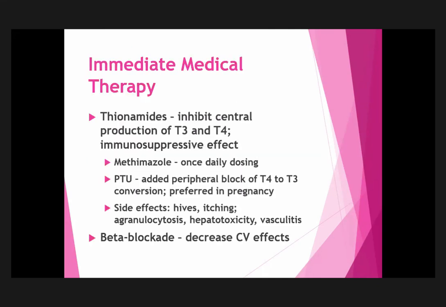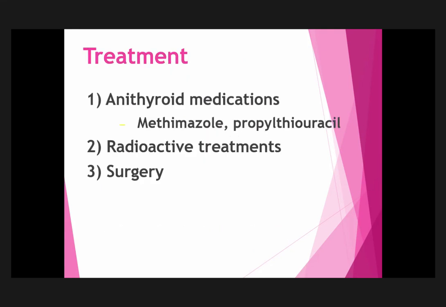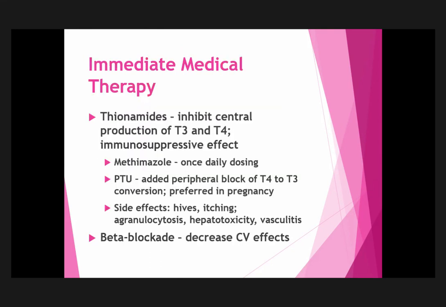How will we start, please? Immediate medical treatment. Immediate means you will start from this. Don't doubt, we always start from drugs. Thionamides inhibit, only two drugs to remember, anti-thyroid medications or thionamides, the same: methimazole or propylthiouracil. They inhibit central production of T4 and T3, and they also have an immunosuppressive effect. Methimazole is given once a day, PTU once or twice a day, more preferable in pregnancy.